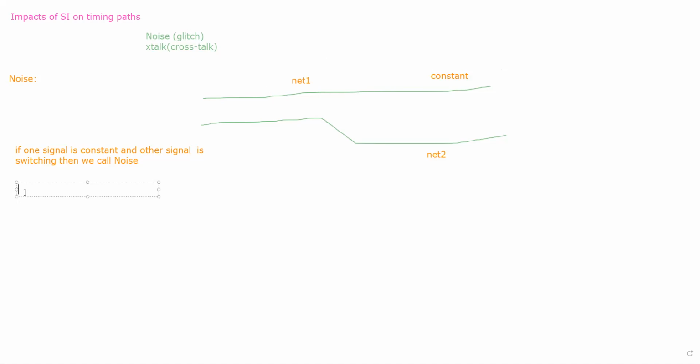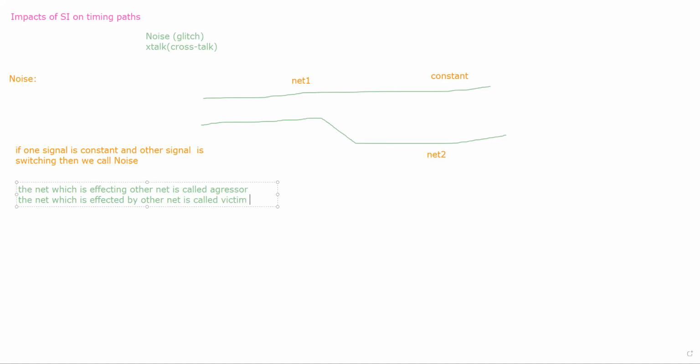The net which is affecting other net is called aggressor. The net which is affected by other net is called victim. It's simple, guys.